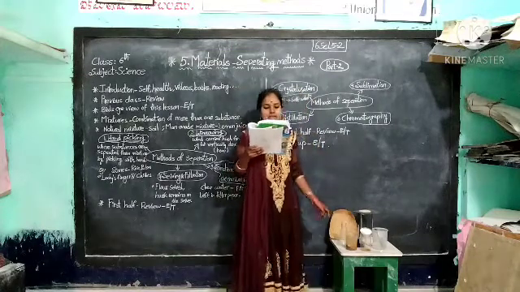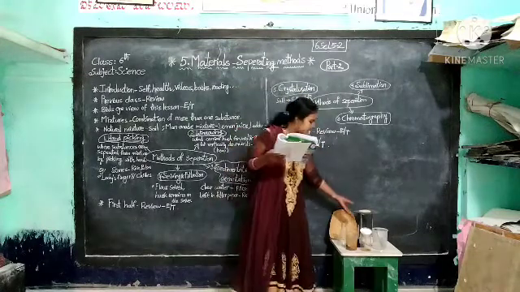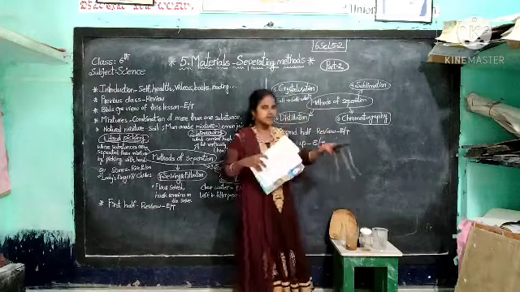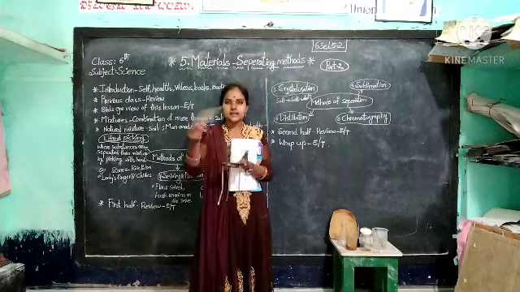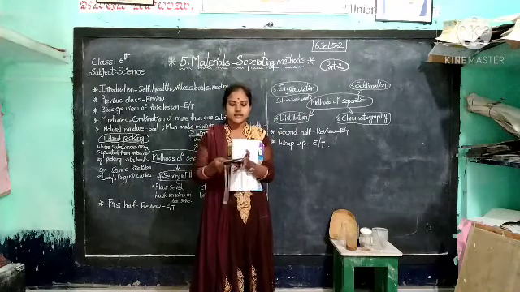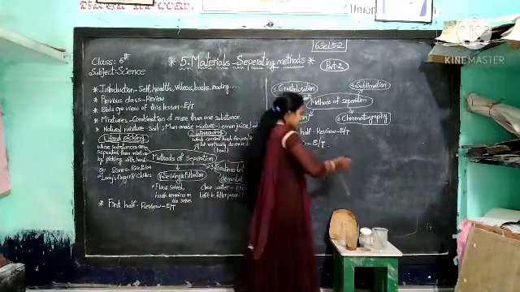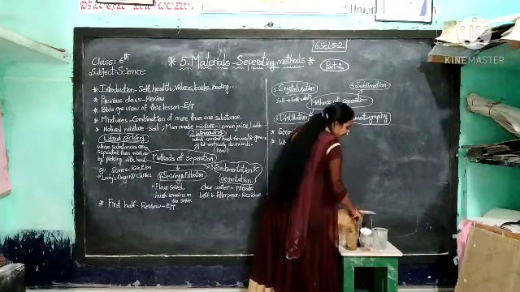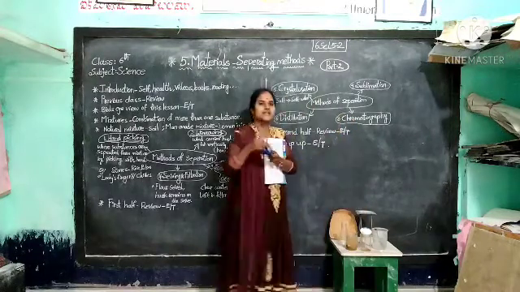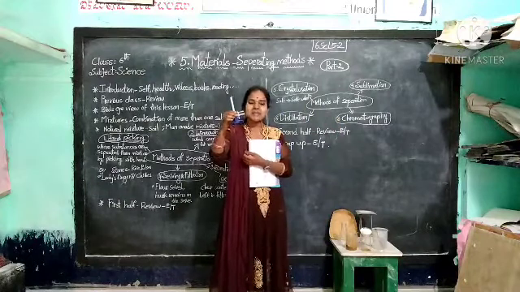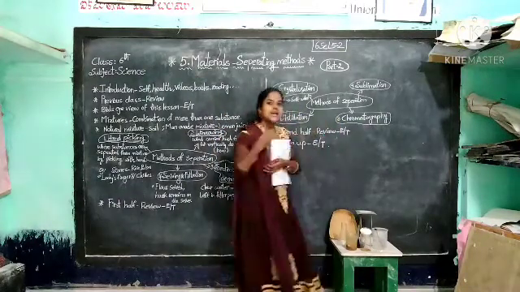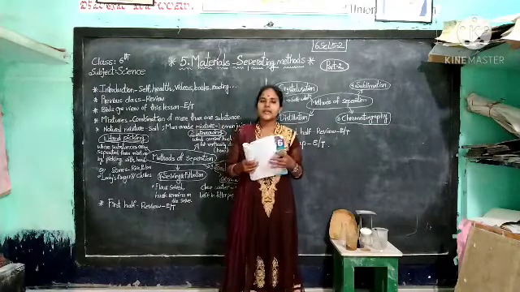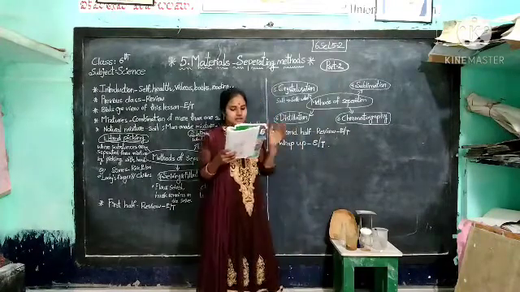And next one, tripod stand, Bunsen burner and wire gauze. Tripod stand means this is the tripod stand and this is the wire gauze. These are the materials. Next one, this is the Bunsen burner. There is no gas. This is the Bunsen burner. These are the instruments we need to do the crystallization.